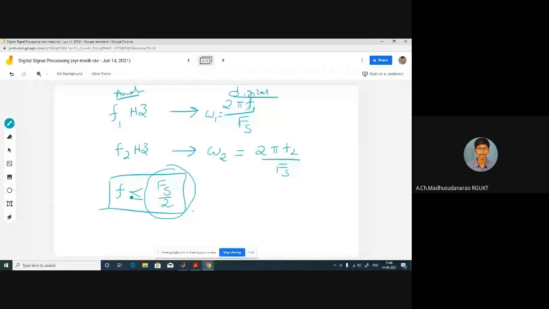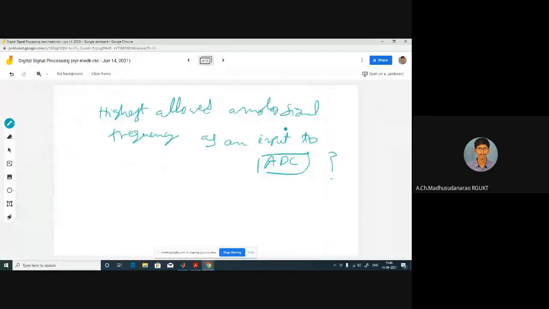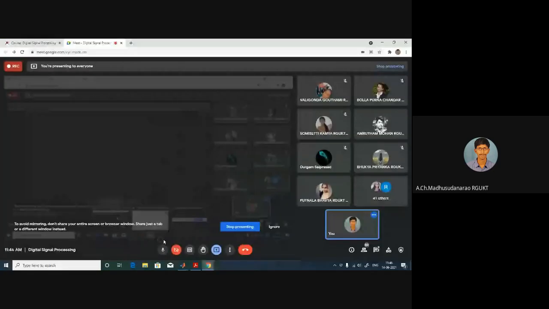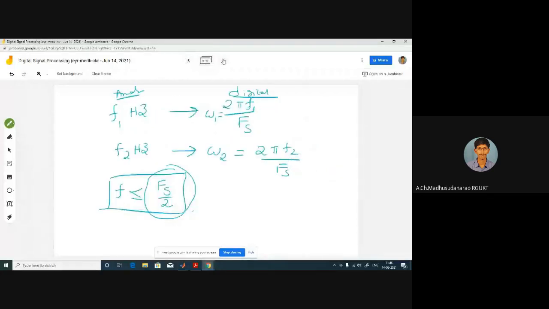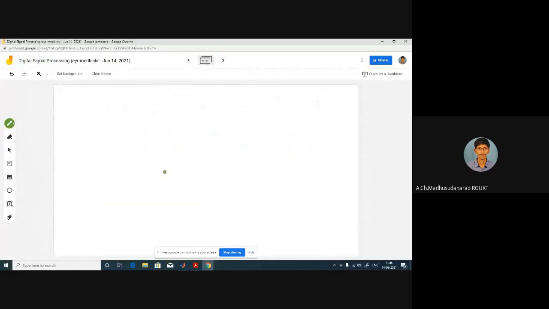It means my highest allowed analog signal frequency as an input to the analog to digital converter is, what is that? Yes, what is that? That's fs by 2, right? That should be fs by 2. Or that can be denoted by fmax. The maximum allowed input frequency for your ADC will be fs by 2, is the highest one. Then what is the meaning of this? Can someone give an intuitive meaning for this?